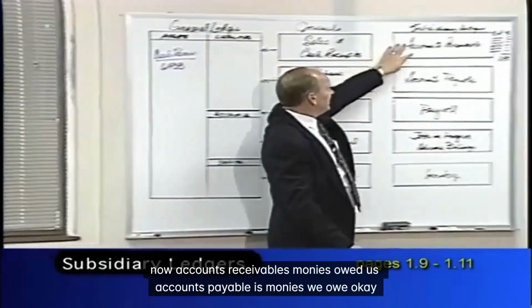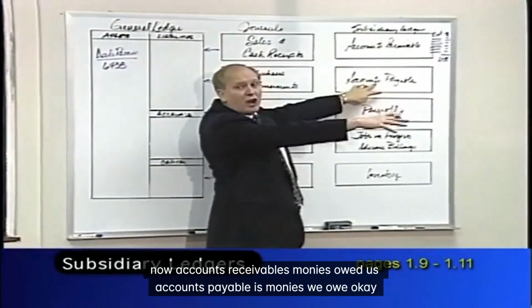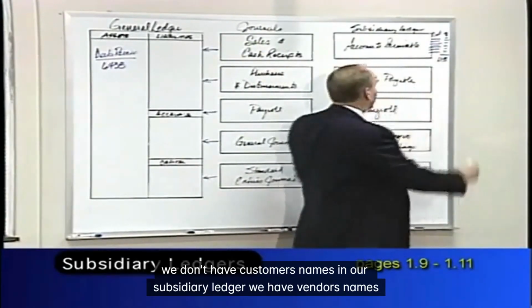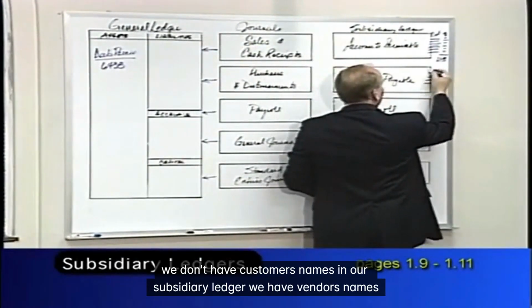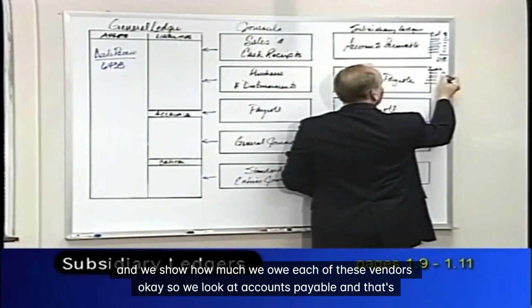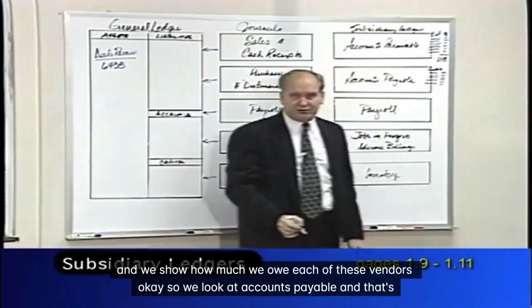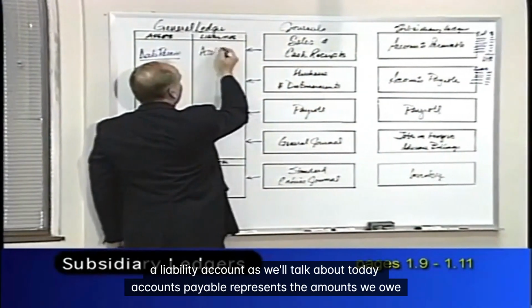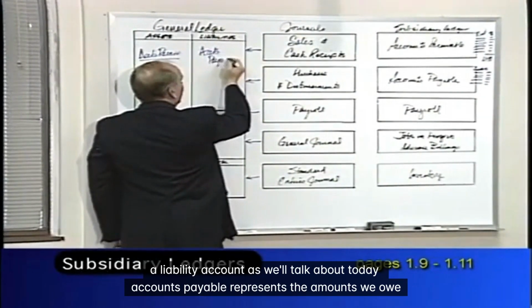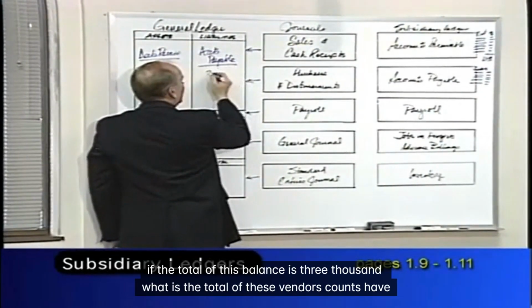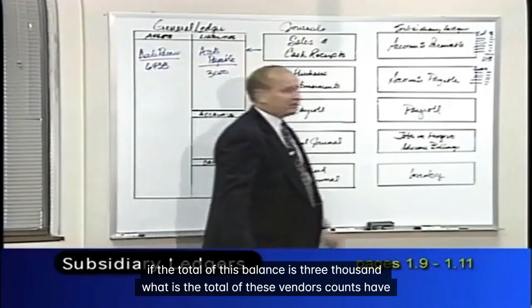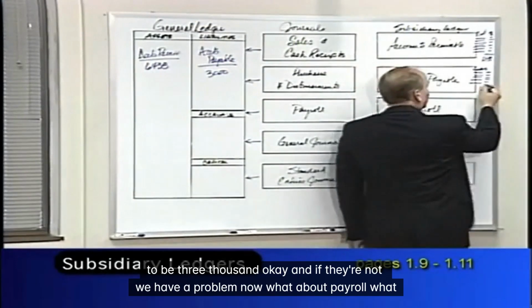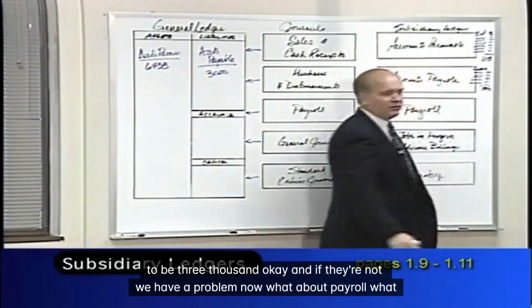Now, accounts receivable is monies owed to us. Accounts payable is monies we owe, okay? We don't have customers' names in our subsidiary ledger. We have vendors' names. And we show how much we owe each of these vendors, okay? So we look at accounts payable, and that's a liability account, as we'll talk about today. Accounts payable represents the amounts we owe. If the total of this balance is $3,000, what does the total of these vendors' accounts have to be? $3,000, okay? And if they're not, we have a problem.